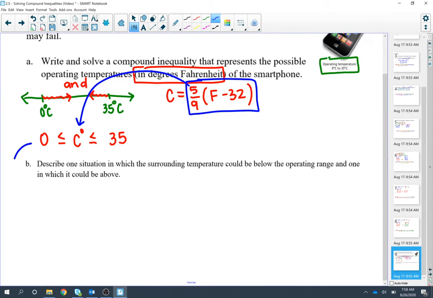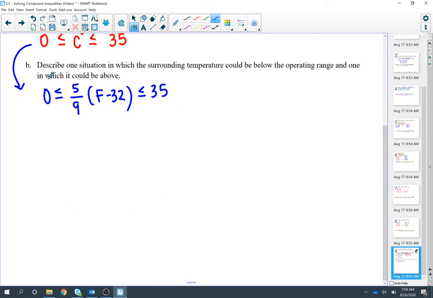And I'm just going to come down here and write it, so just ignore letter B for a minute. So 0 is less than or equal to, and then I'm going to substitute in my Fahrenheit, 5/9 Fahrenheit minus 32, and then less than or equal to 35. Now, that is the inequality that we had to write, but now we have to solve it to figure out, okay, well, how many degrees is that actually? Because this is an intersection, we have to solve two separate inequalities.